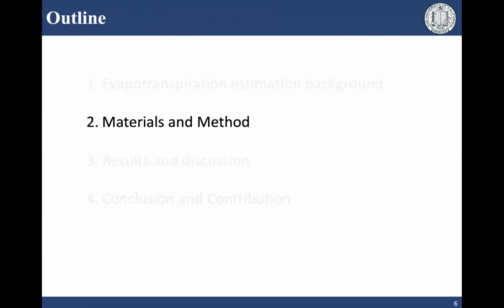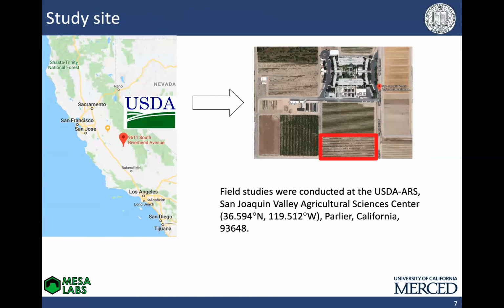Second, materials and method. The study site and flight mission design were tested in a pomegranate field at USDA during the growing season in 2019. The San Joaquin Valley has a Mediterranean climate with hot and dry summers, and rainfall is insignificant, and irrigation is the only source of water for pomegranate growth.